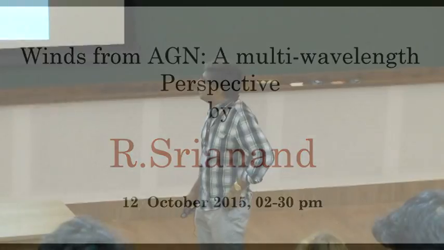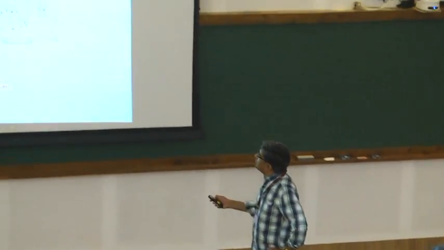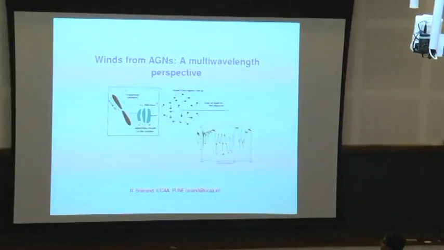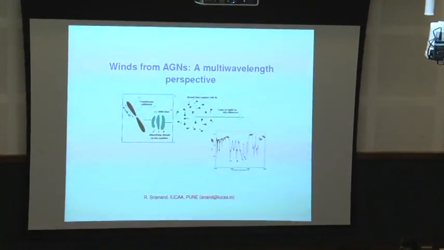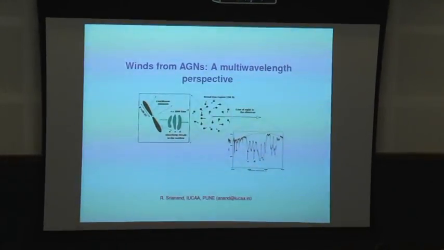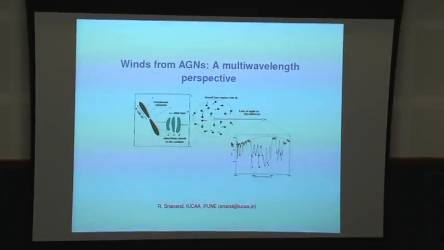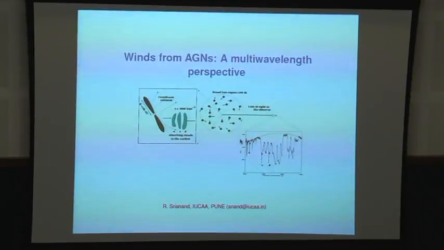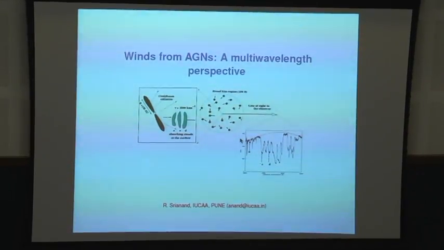Okay, so I will be discussing winds from AGNs. AGN will be used in a very generic term, so we will be talking about any kind of outflows from compact objects. That is the basic theme. And these compact objects will have masses more than 10 to the 6 solar mass or so. So that's the definition of AGN for us.